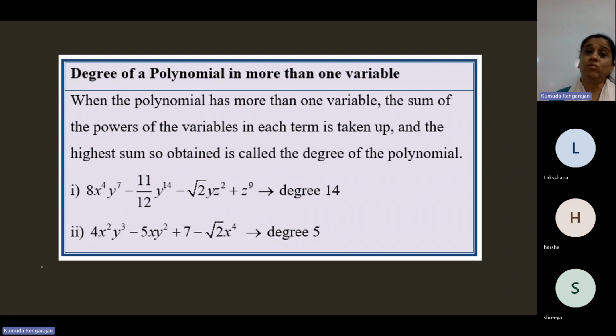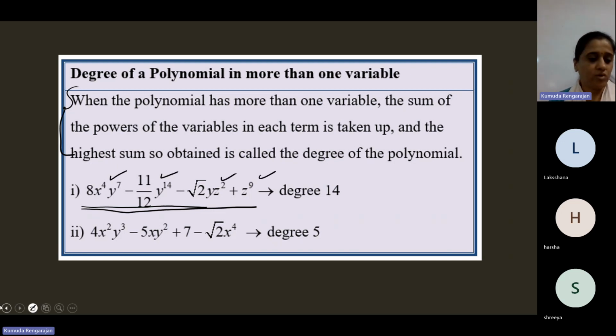Degree of a polynomial in more than one variable. Okay, so look at the examples. Look at this one. We'll understand this later. Okay, look at this example. This one is a polynomial. How many terms? 1, 2, 3, 4 terms. Okay, 4 terms.